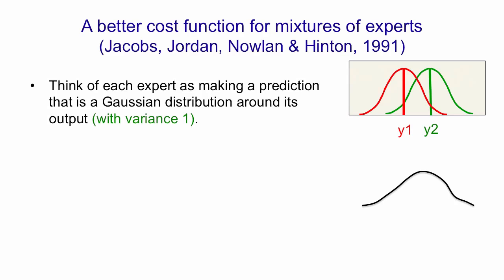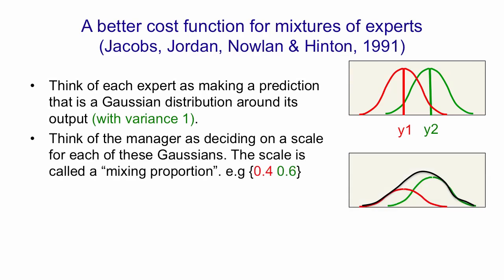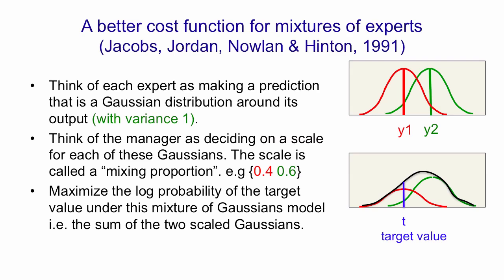So the red expert makes a Gaussian distribution of predictions around y1, and the green expert makes a Gaussian prediction around y2. The manager then decides probabilities for the two experts, and those probabilities are used to scale down the Gaussians. Those probabilities have to add to 1, and they're called mixing proportions. And so once we've scaled down the Gaussians, we get a distribution that's no longer a Gaussian. It's the sum of the scaled down red Gaussian and the scaled down green Gaussian. And that's the predictive distribution for our mixture of experts. What we want to do now is maximize the log probability of the target value under that black curve. And remember, the black curve is just the sum of the red curve and the green curve.